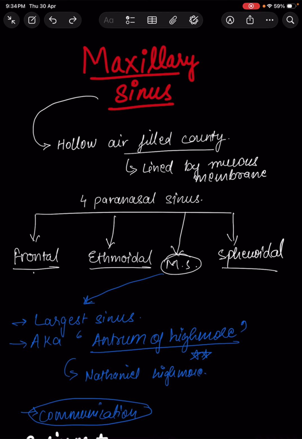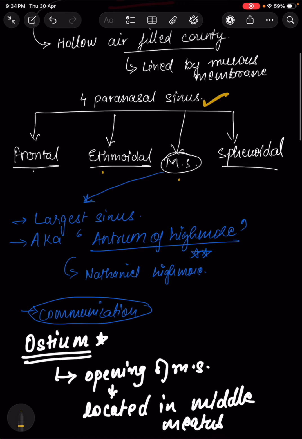So we all know that there are a total of 4 paranasal sinuses: frontal, ethmoidal, maxillary and sphenoidal. Majorly we are going to cover the maxillary sinus in this video. So what is maxillary sinus? What is a sinus? A sinus is basically a hollow air-filled cavity which is lined by mucous membrane.